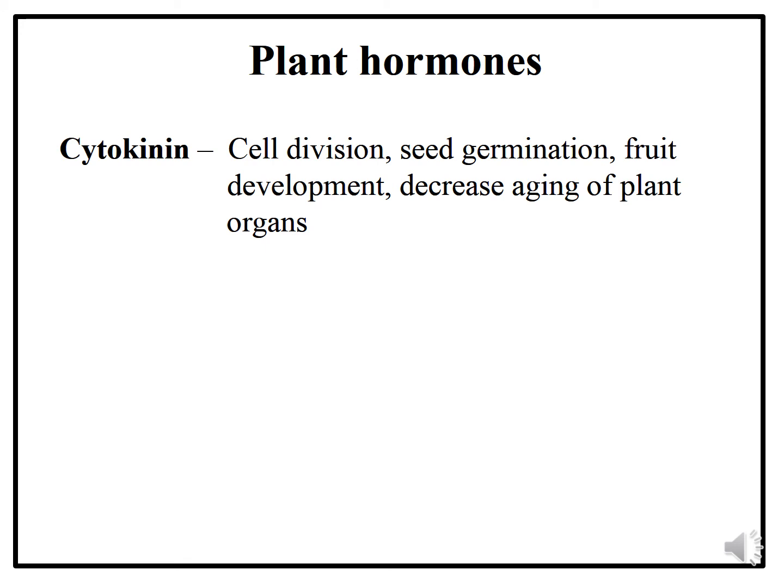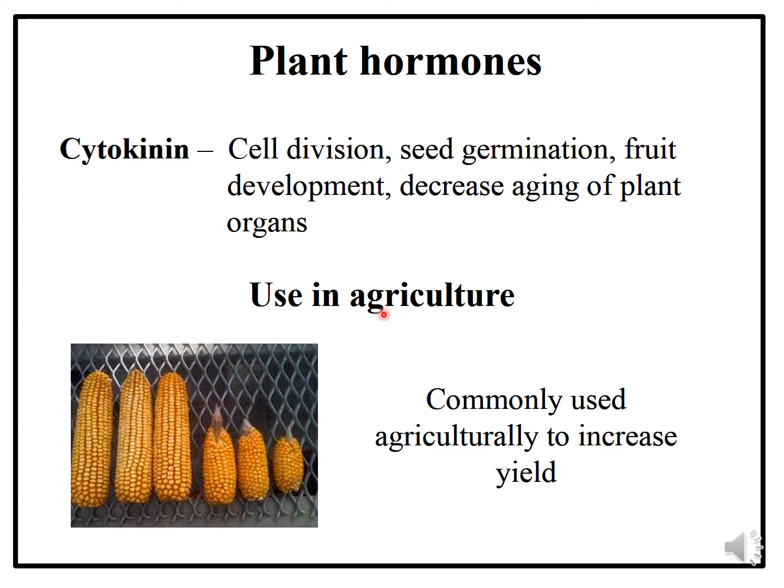The third plant hormone that you need to know is cytokinin, and cytokinin is involved in cell division and more importantly seed germination, also fruit development, and it causes a decrease in the aging of plant organs. Again, how is it used in agriculture? It is basically used as a spray to increase yield. Again, because of cell division, fruit development and seed germination. If the plant hormone cytokinin is provided to plants, it will stimulate plant growth and then in the end increase yields.